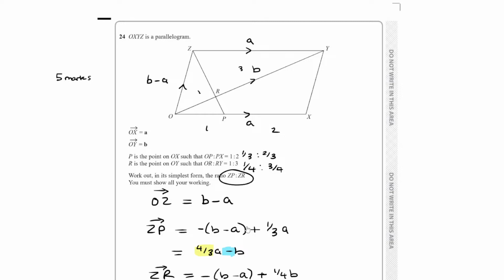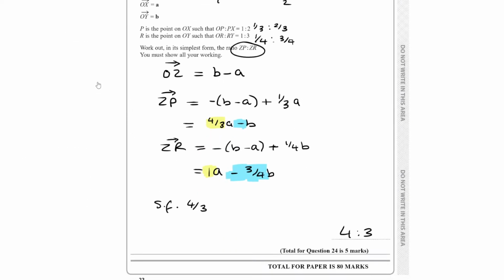The third mark is for process to find either ZP or ZR. So the first bit here, that's my third mark. The fourth mark is for process to write ZP and ZR as multiples of the same vector. So that was me writing my scale factor. Scale factor is 4/3. And then obviously the final mark is for your ratio.